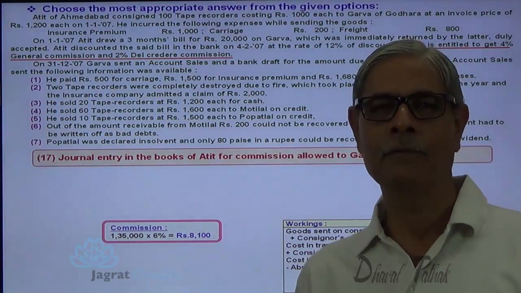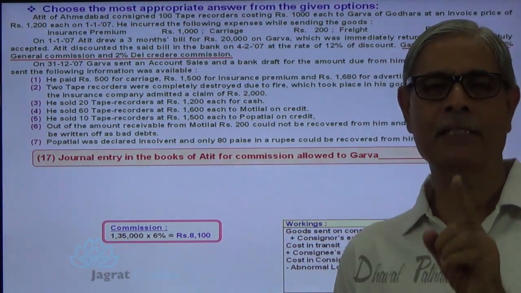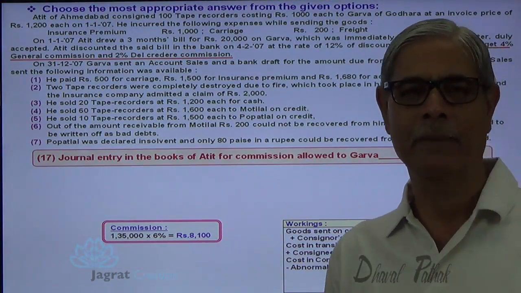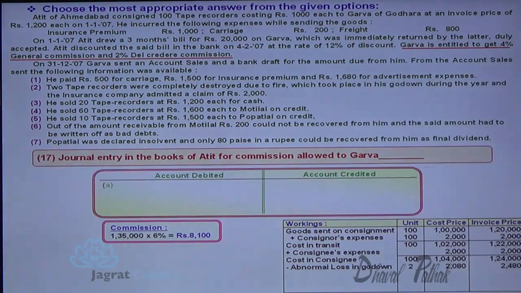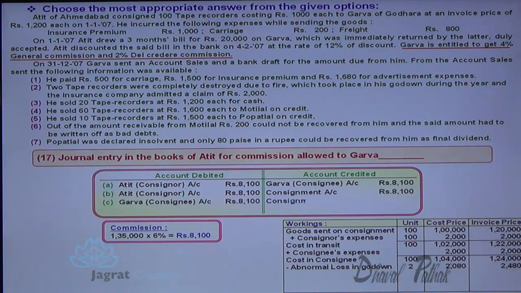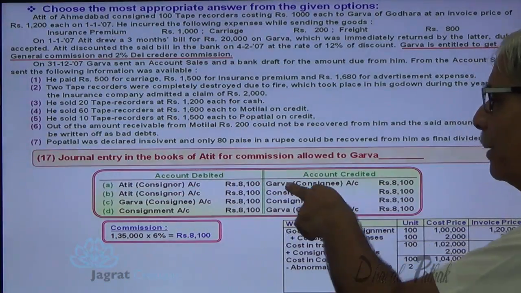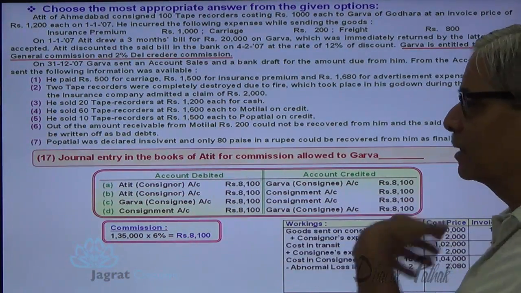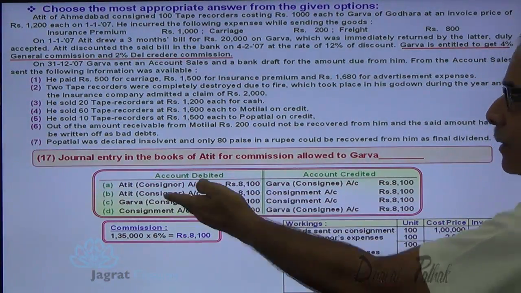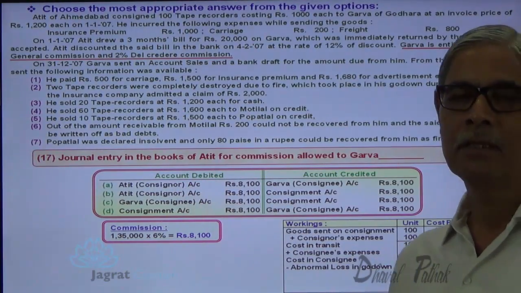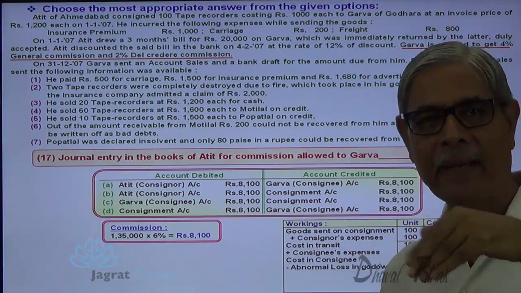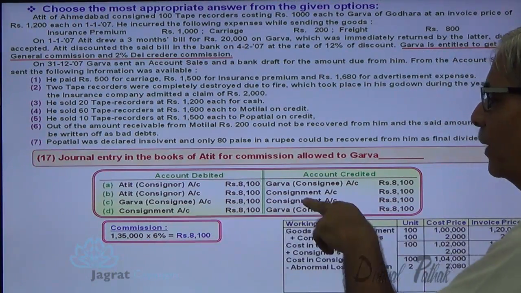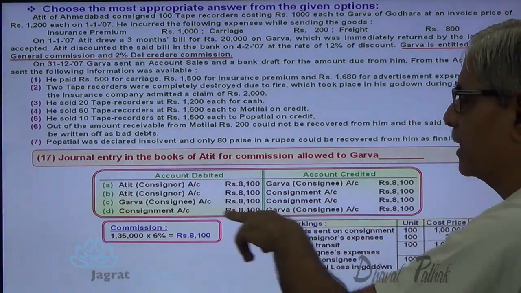What is the journal entry? Commission is an expense. Expense of the consignment activity are debited to consignment account. The amount is payable to consignee. So consignee account is to be credited for that. So these are the 4 options given to you. Atit account debit, Gaurav account credit. 2 persons, no. Atit account debit, Atit is a consignor. Commission is paid by consignor, not to be paid to consignor. Gaurav account debit to consignment account credit. Consignment account debit to Gaurav.